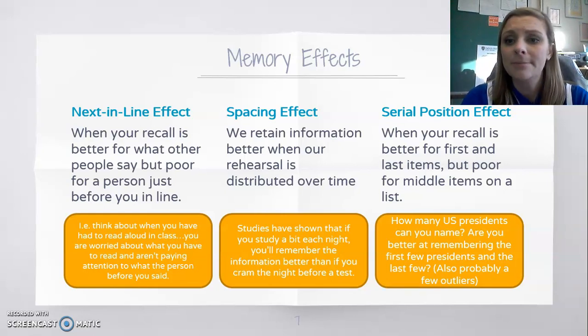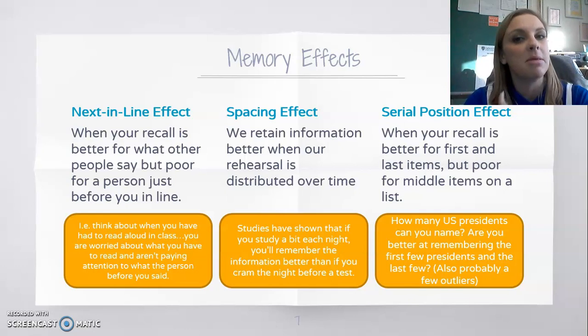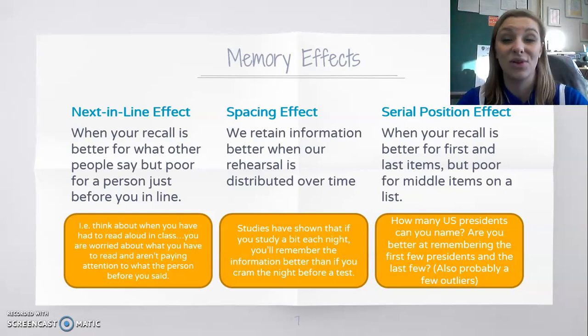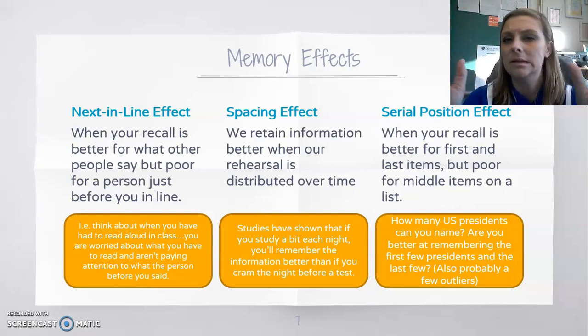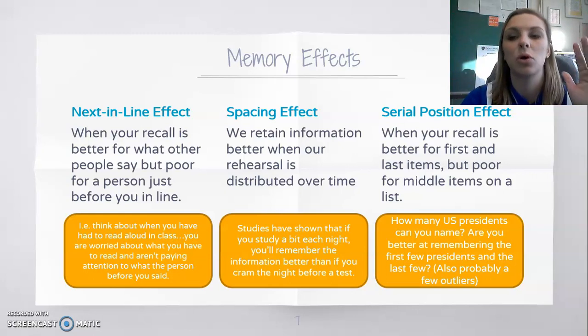Serial positioning effect. Let's think about U.S. presidents. How many can you name? Who comes to mind? Okay, so maybe the first few U.S. presidents, maybe the last few, and then probably a couple of outliers there in the middle, right? Like Lincoln and JFK maybe. But really, you're remembering those first few, the last few. The middle are kind of, I don't really know, especially where they come in line, right? So that's the serial positioning effect. We're gonna look at that a little bit closer later on.